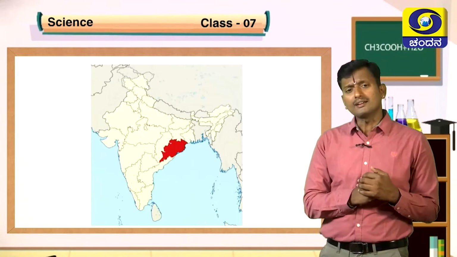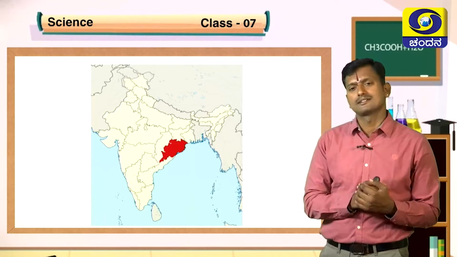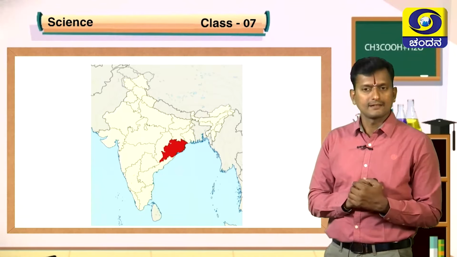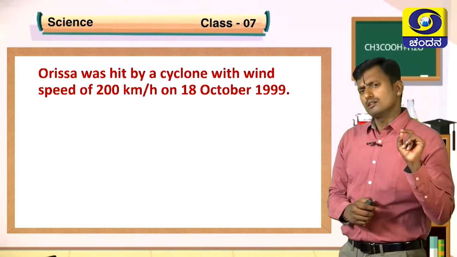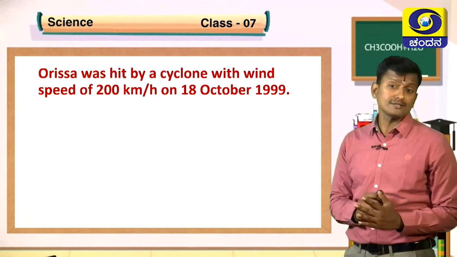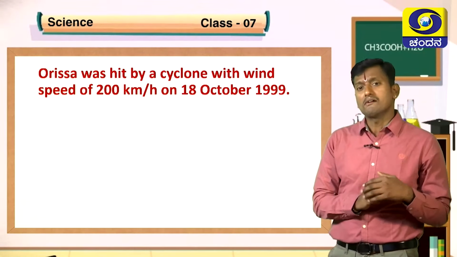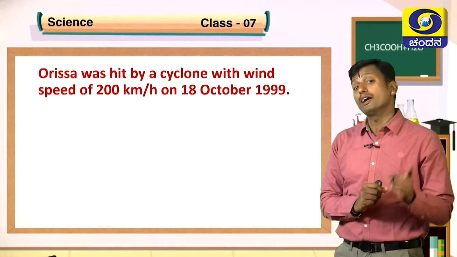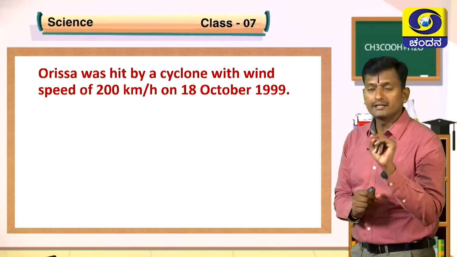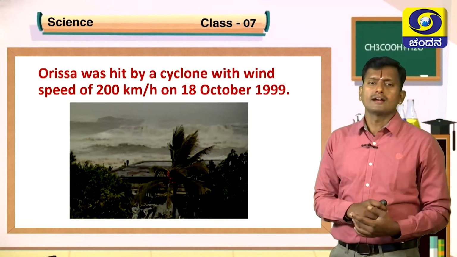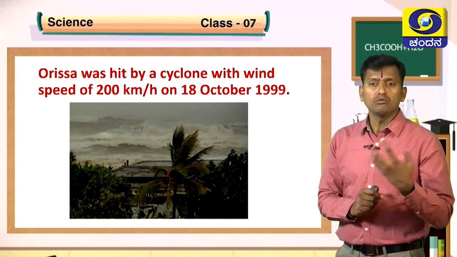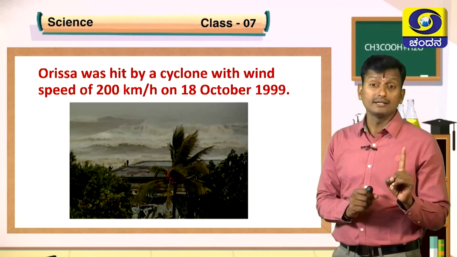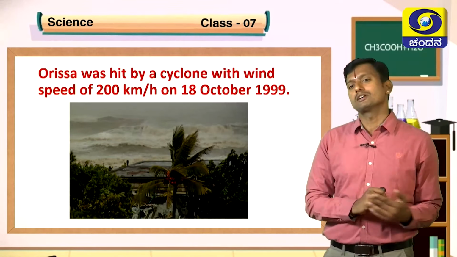Can you identify the state which is marked in red color? It is Orissa. Students, Orissa was hit by a cyclone with wind speed of 200 km per hour on 18th October 1999, with a drastic effect on Orissa. Keep in mind, this cyclone is also a natural phenomenon.